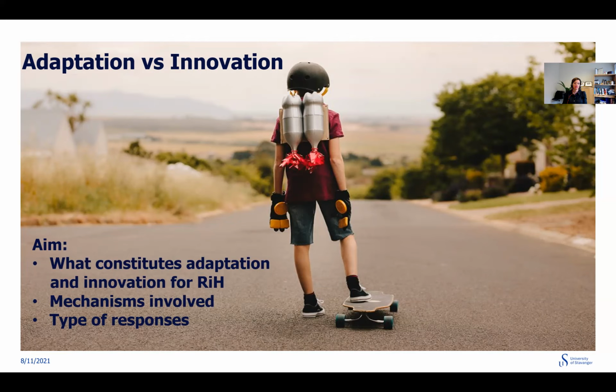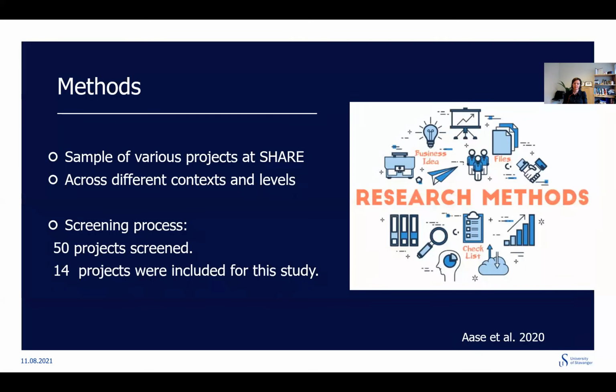Firstly, what constitutes adaptation and innovation in resilience of healthcare? Secondly, what type of mechanisms are involved? And thirdly, what type of responses are adaptation and innovation associated with? This study is part of the Resilience in Healthcare Research Program, which aims to establish a resilience in healthcare framework. And this study is part of the first exploratory phase.